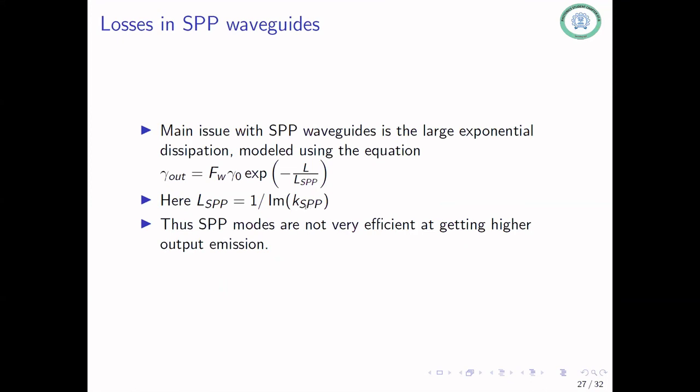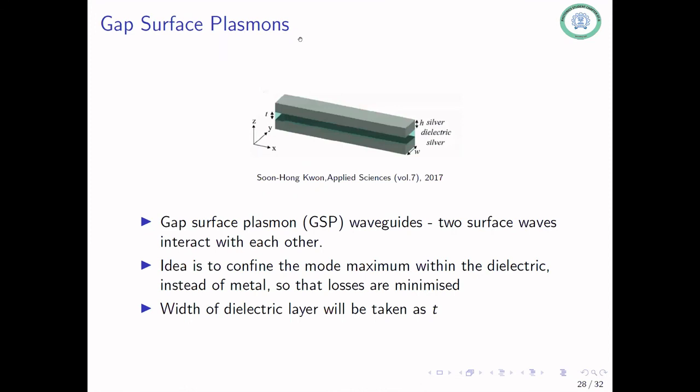And so this means that your SPP modes are not really very good at getting higher output emissions, but we can again find a better solution. The better solution in this case is something called a gap surface plasmon. The idea is you sandwich a dielectric layer between two metallic layers, and you have the two surface wave SPP modes interacting with each other. In other words, most of your mode will actually be confined to the dielectric, and because of the metal, you can confine it more tightly, so you can get a better density of states and so on. Because it's localized within the dielectric, your losses will be comparatively minimized.